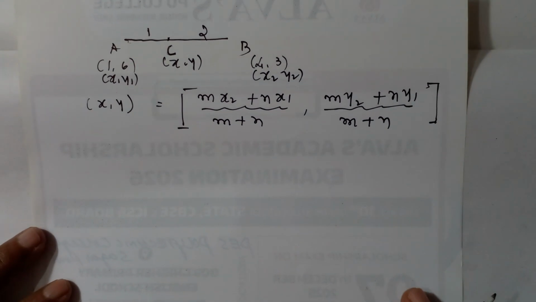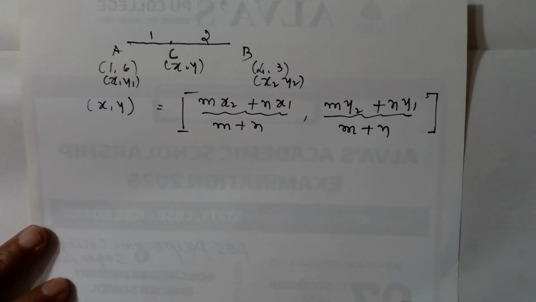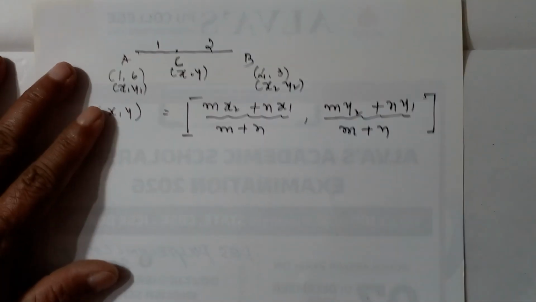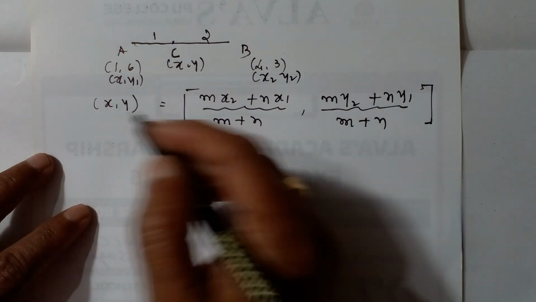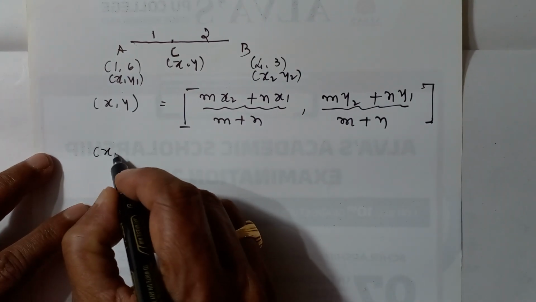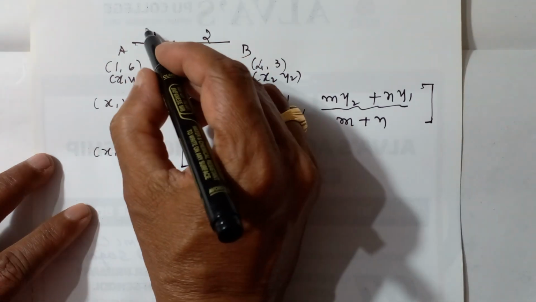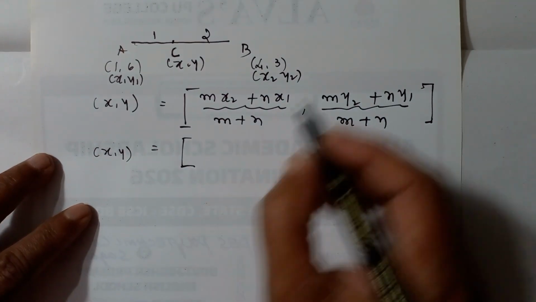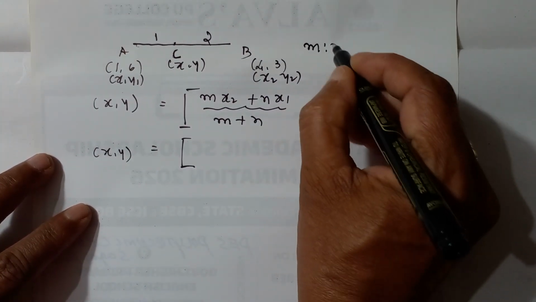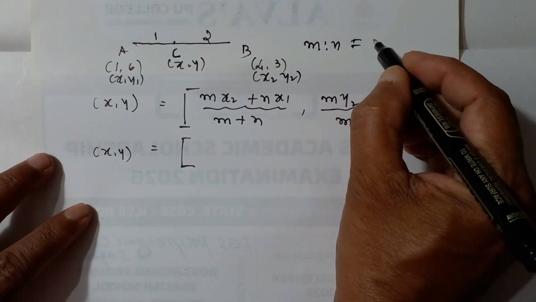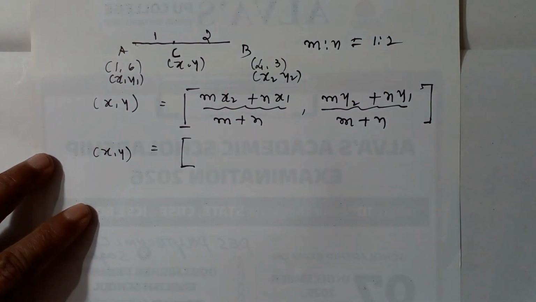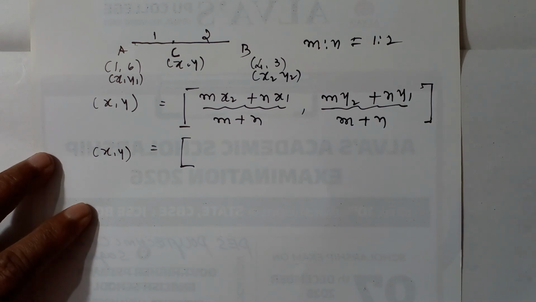Carefully substitute the values. The thing is very easy, but carefully substitute the values. Here (x, y) only we need to find. It is equivalent to, here the ratio m is to n, that is 1 is to 2. Okay, so write that on the side. Surely you are getting how to take the values.